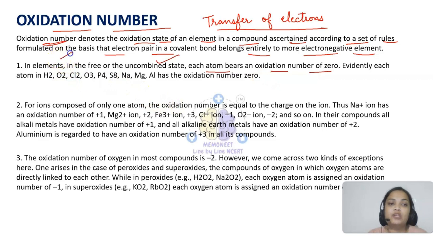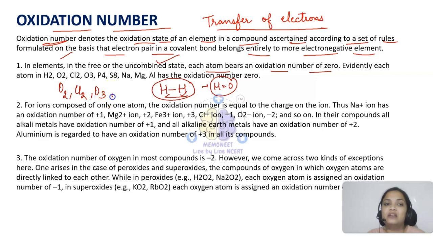Like if I'm talking about the elements, you know hydrogen gas exists as H2. So this H2 molecule has two hydrogen atoms. In this case there will be no transfer of electrons; the electron pair is shared equally. So we will say that in this case the oxidation state or oxidation number of hydrogen would be 0. Same goes with O2, Cl2, O3, because the same elements are there, right?